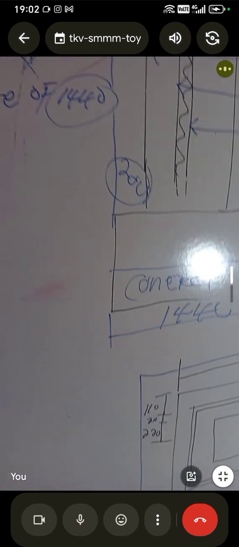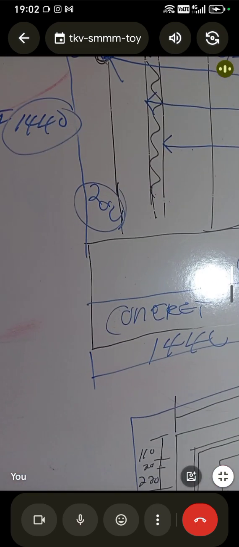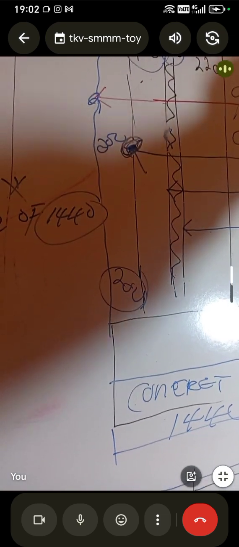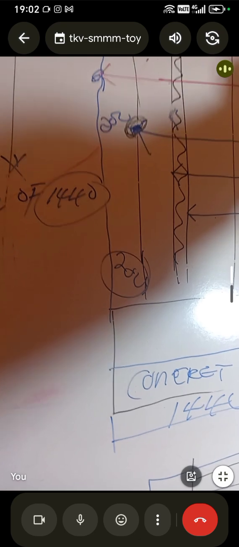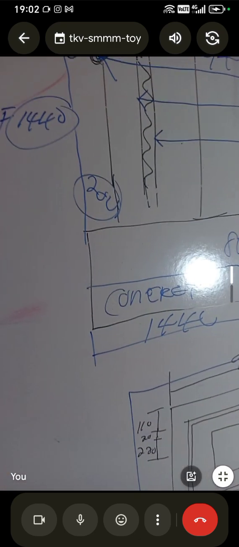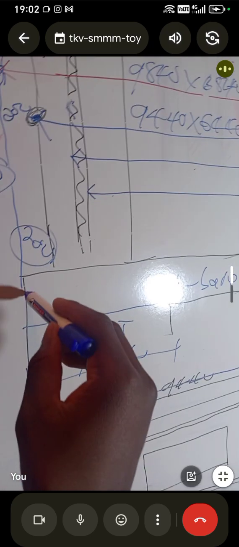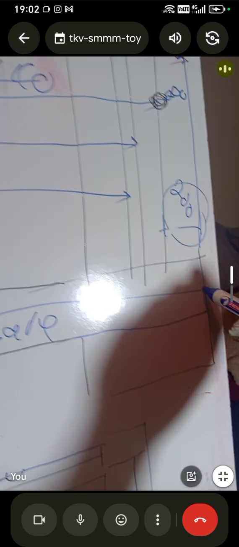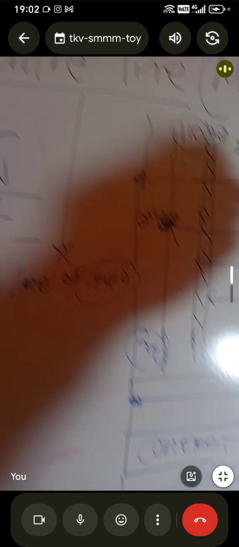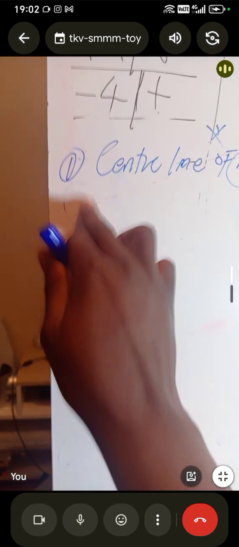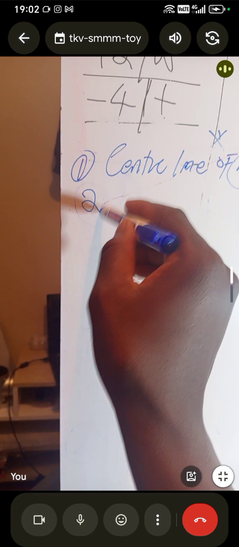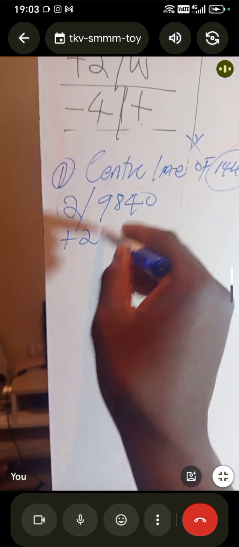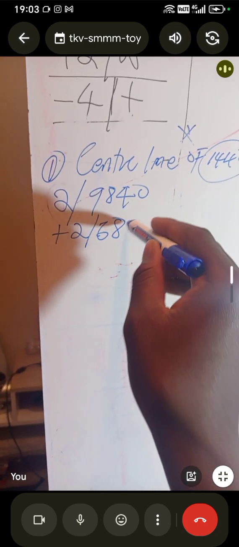You identify the external dimensions of that particular part that you are calculating. So now our concrete thickening starts from here, it goes until here. So that means we already know. Our center line is going to be what? 2 of 9840 plus 2 of 6840, minus 4 corners by what is the thickness?